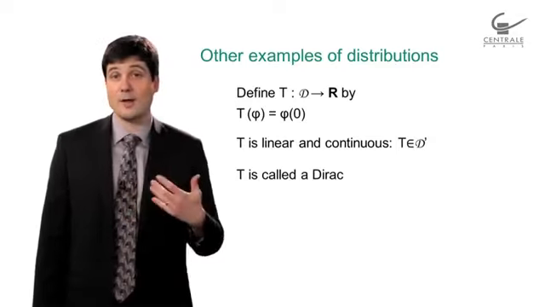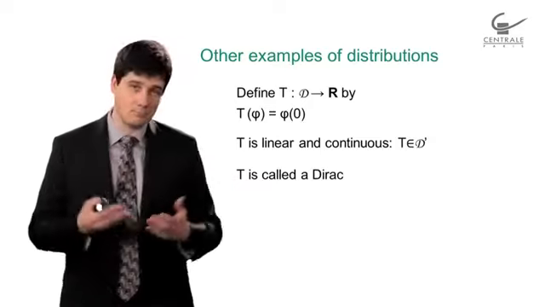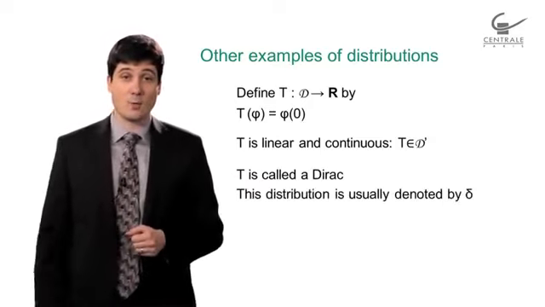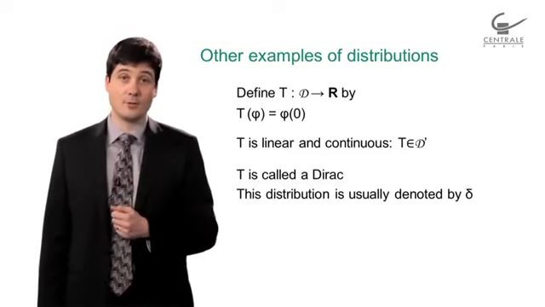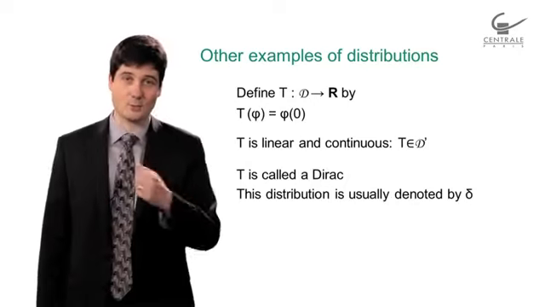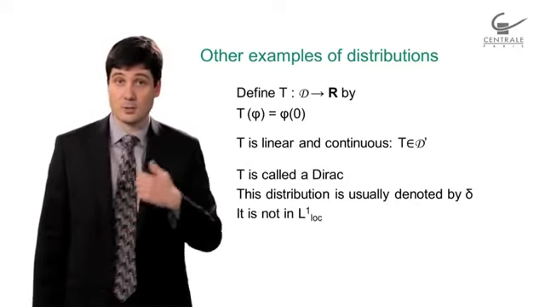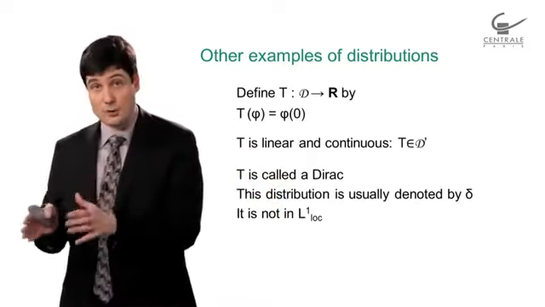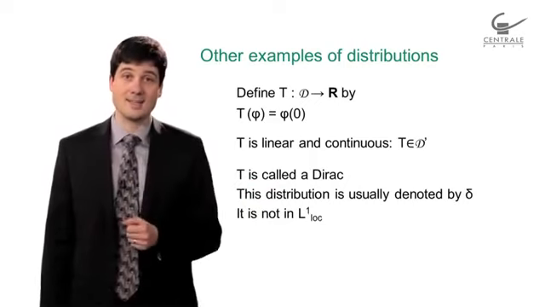Some people call it the Dirac function. It's a little not proper to call it a function, but why not? It is called a Dirac distribution, and we use the notation delta for the Dirac function or distribution. And as you can see, it is not in L1 loc. So all functions in L1 loc are basically distributions, but you can find distributions that are not coming from a function in L1 loc.